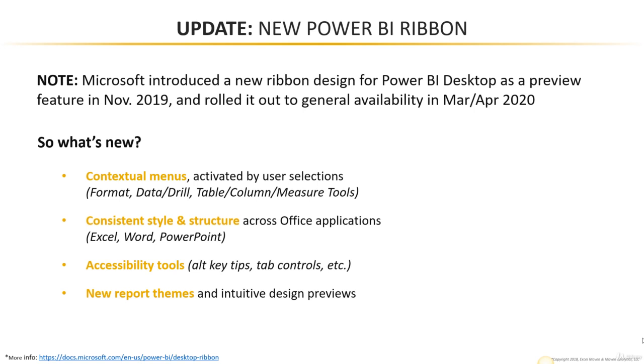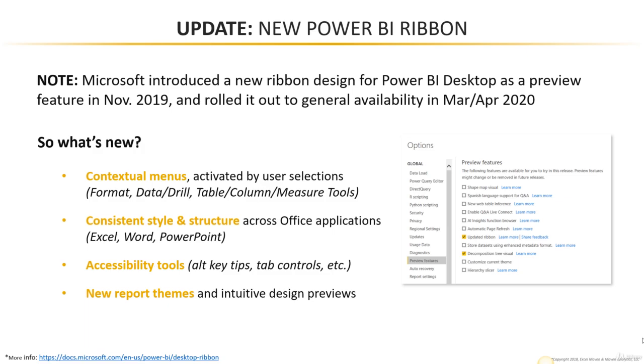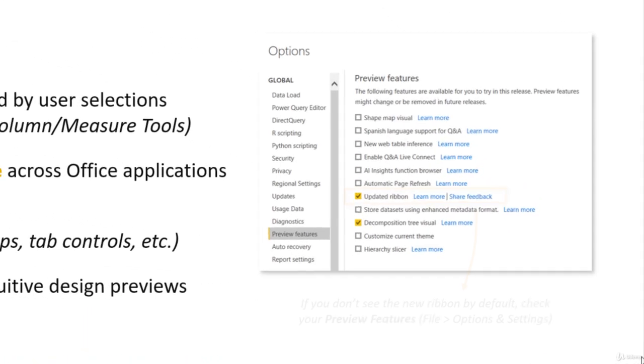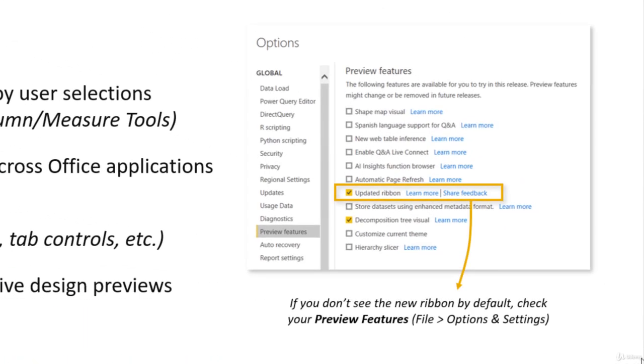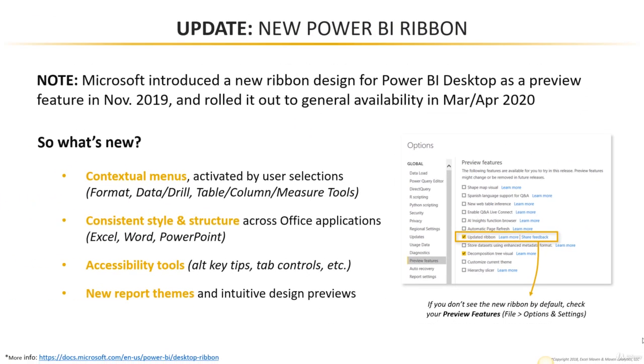Now, if you open up Power BI Desktop and you don't see the new ribbon experience, open up your options menu and look for a checkbox that says updated ribbon. You may need to activate that depending on which specific version of Power BI Desktop you're using. And note that I've also included a link down at the bottom of the slide. This just goes out to the Microsoft documentation page where you'll learn a little bit more about the ribbon experience.